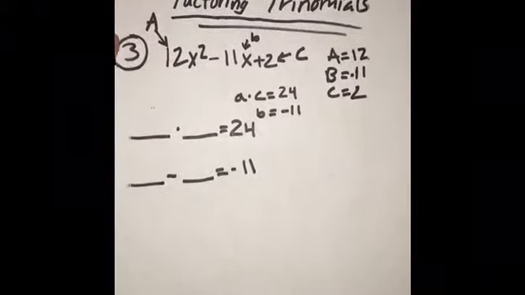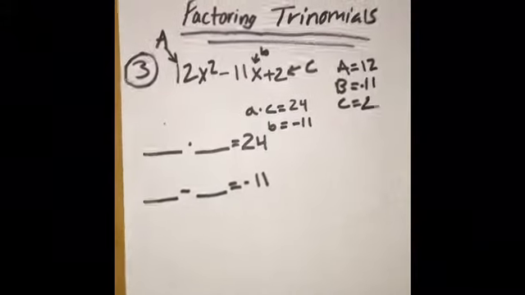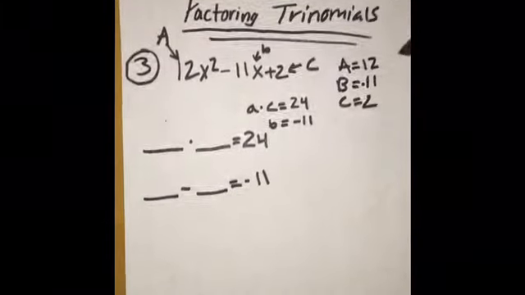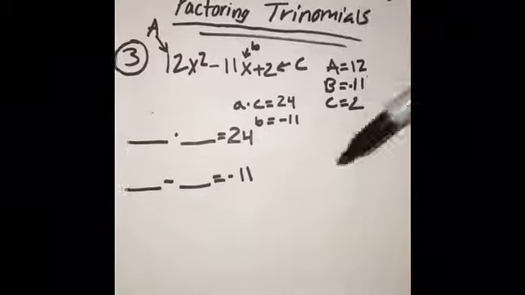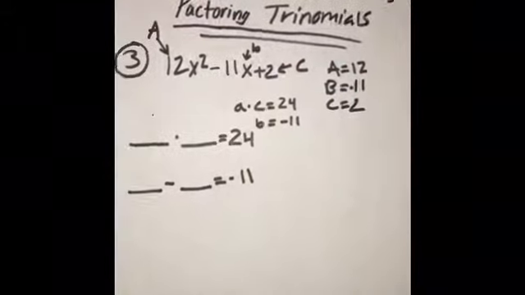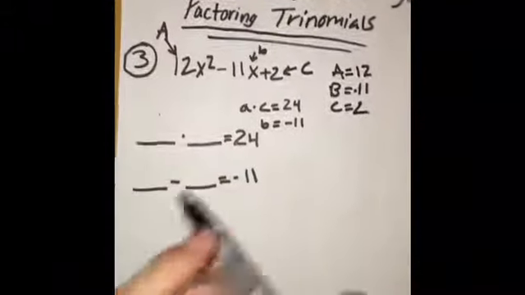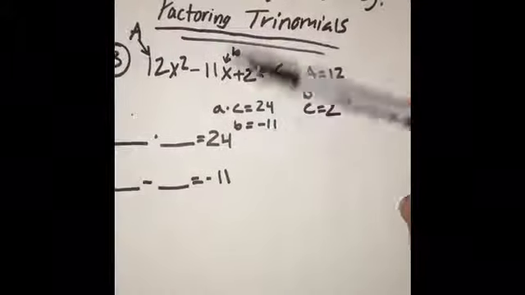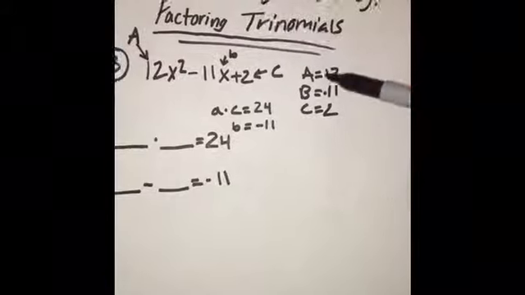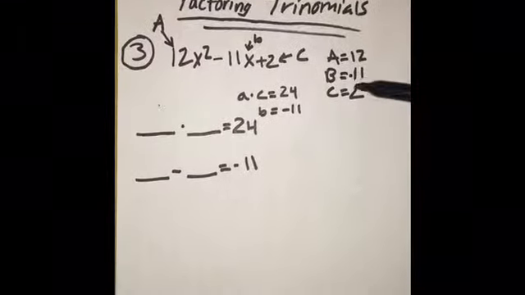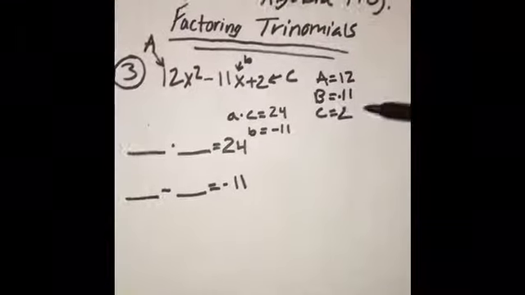Alright, here we are with the third example. Factoring trinomials, and me and Quinn are going to split this one. I'll start it off, Nick obviously. And so our last example is 12x squared minus 11x plus 2. And of course the A would be 12, the B would be negative 11, and the C would be 2.